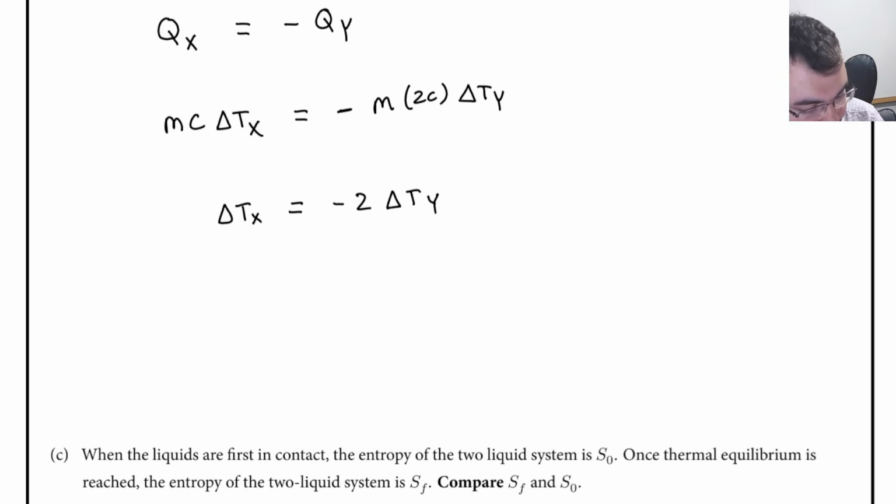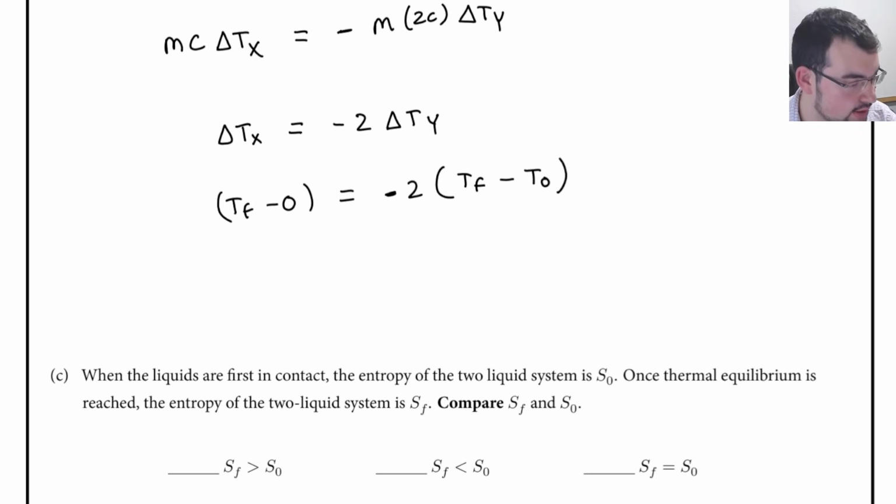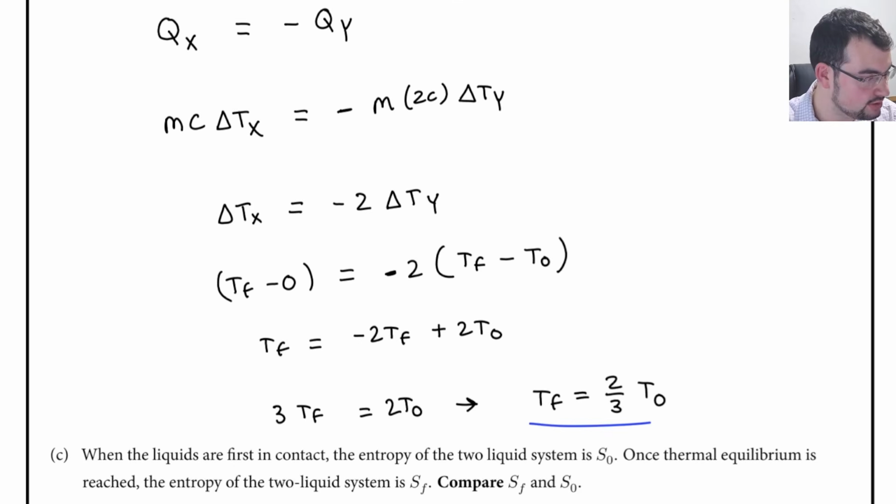So what is delta T for X? Well, delta T for X would be the final temperature minus the initial temperature. And for Y, its delta T would be the final temperature minus its initial temperature, T0. So we can do some algebra here where we'd get TF equals -2 TF plus 2 T0. So we'd get 3 TF equals 2 T0. So TF would be equal to 2/3 of T0. And this actually isn't what we wanted. We do have another step to do.